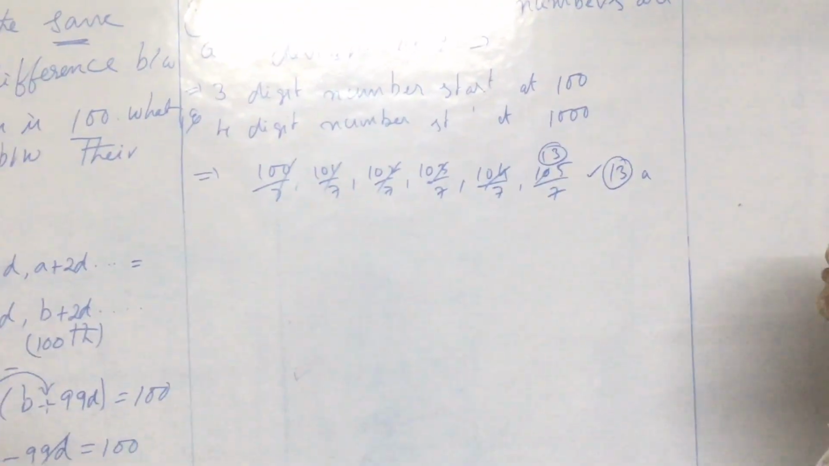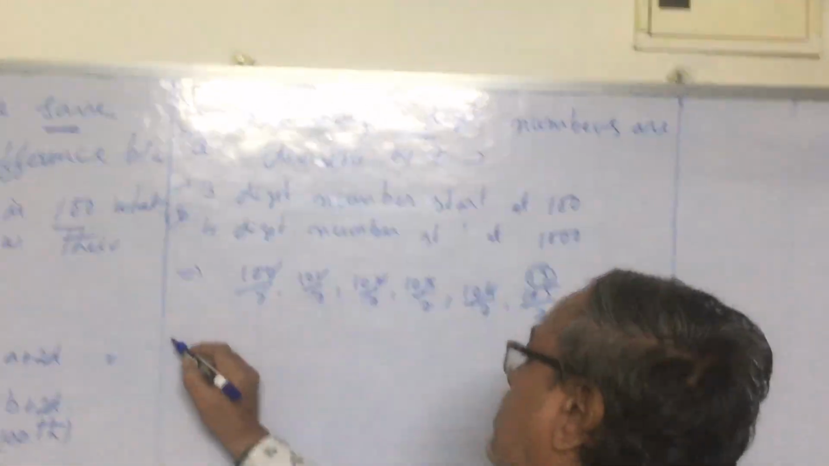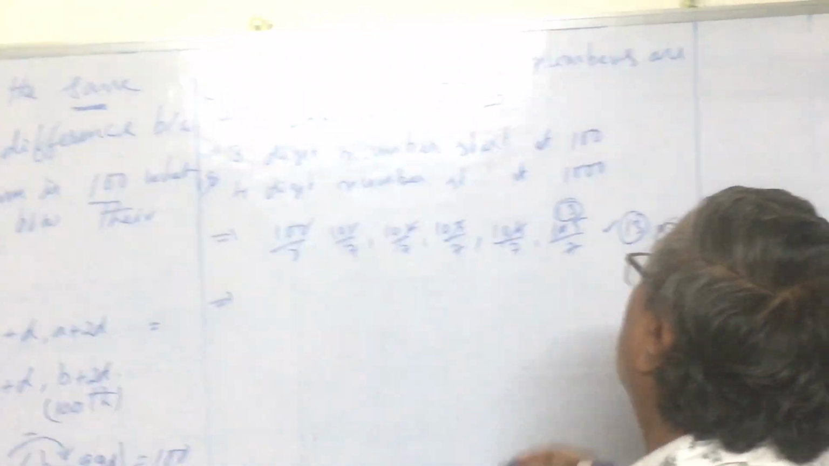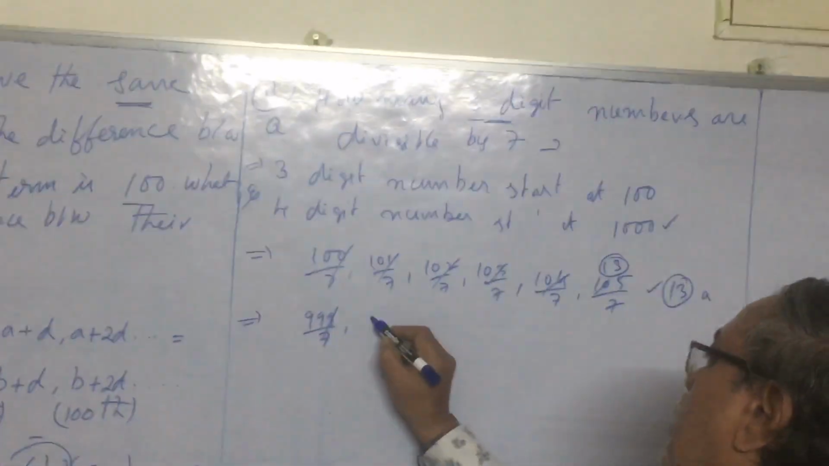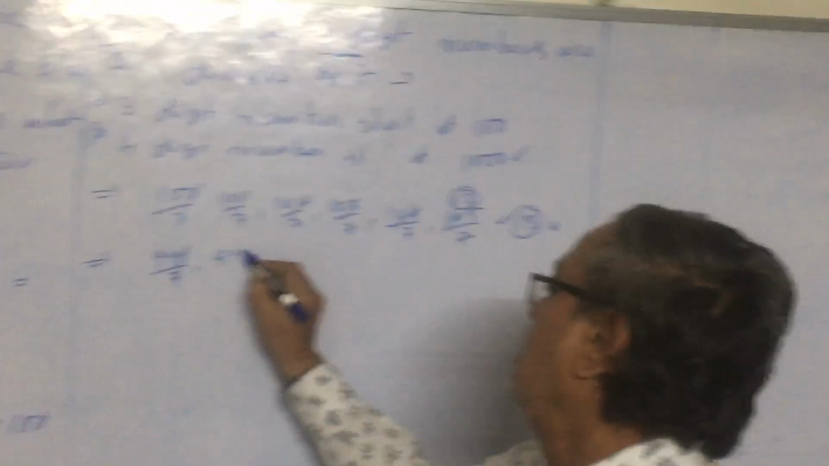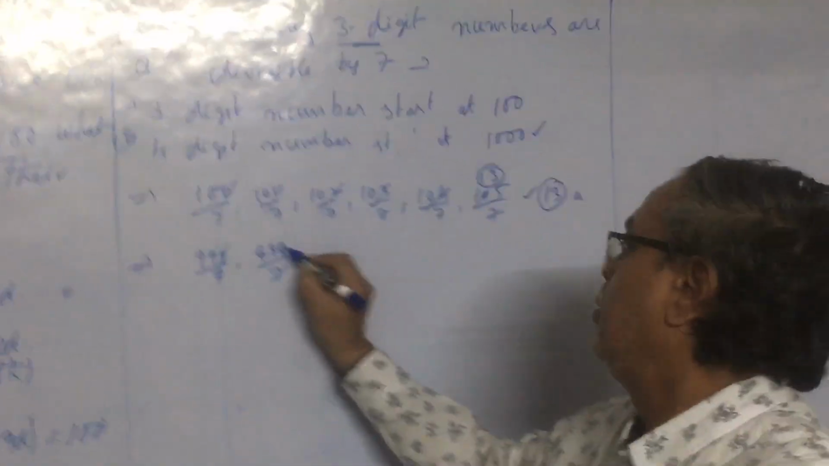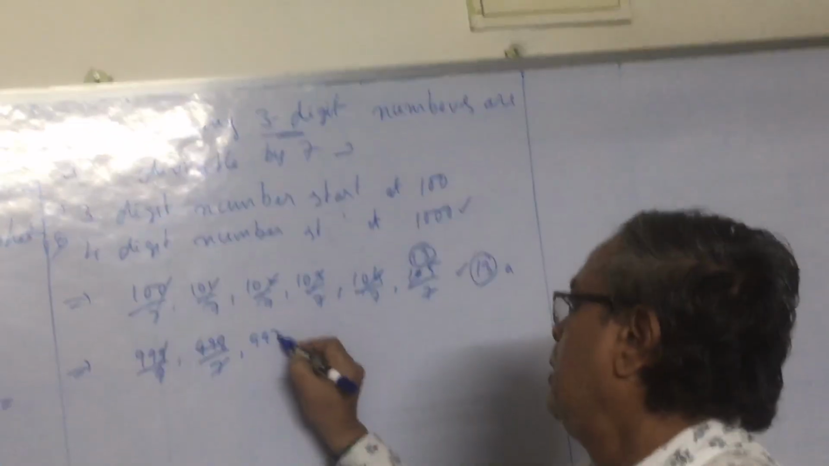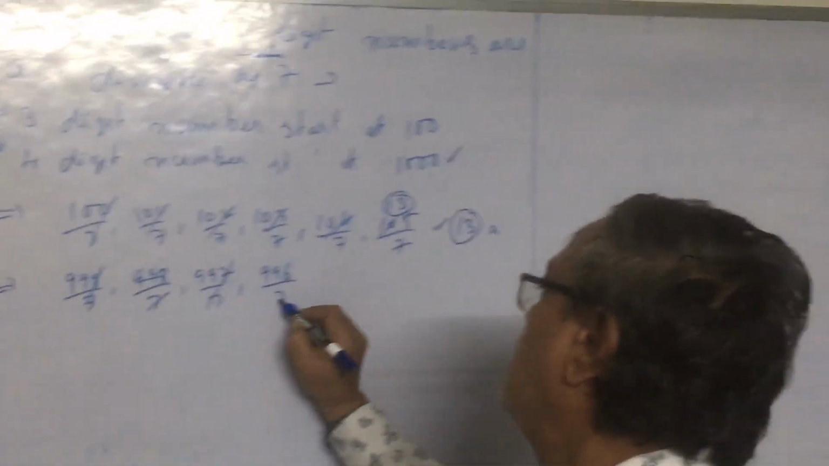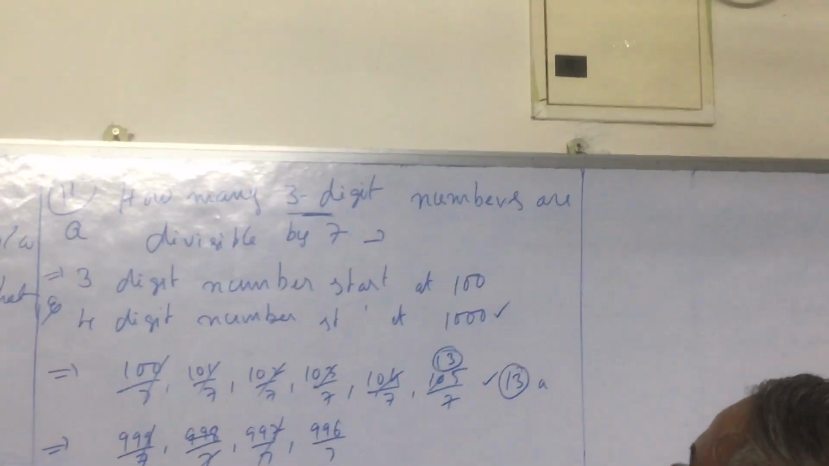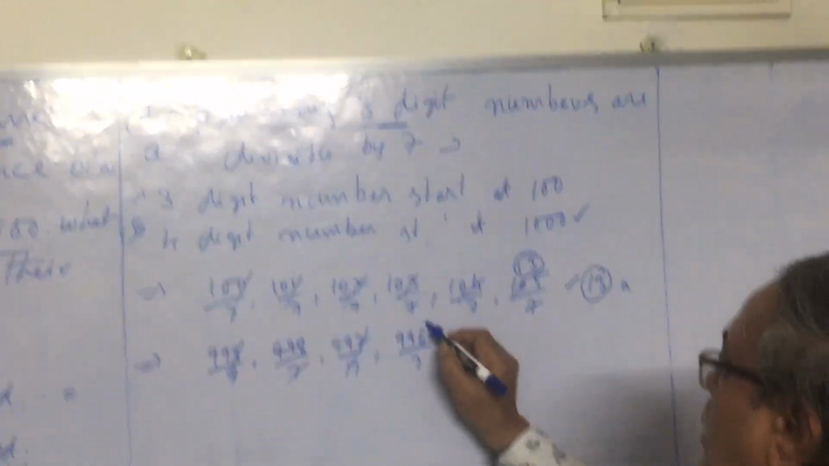Here A is 105. And next, 1000 is there, which means 4 digits, that's why we have to write 3-digit numbers. 999 by 7: it is not divisible. Next, 998 by 7: not divisible. 997 by 7: also not divisible. Then 996: 7 ones are 7, 7 fours are 28. It is also not divisible by 7.